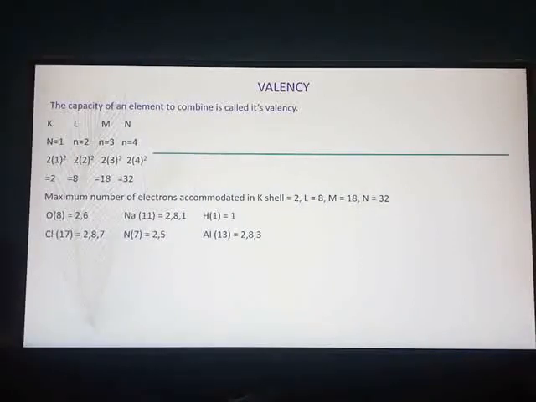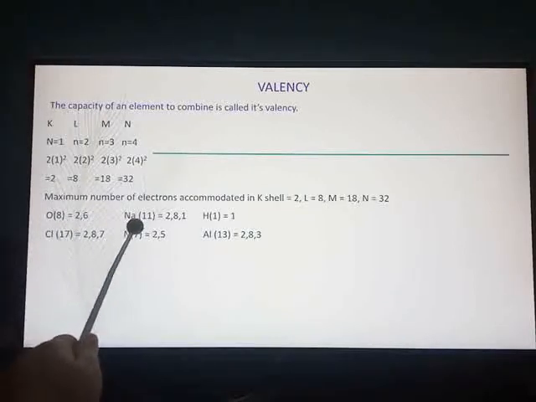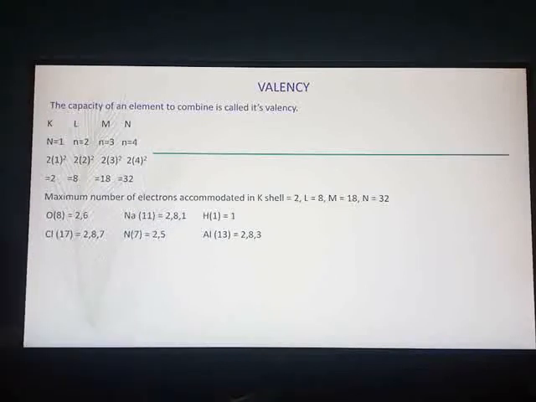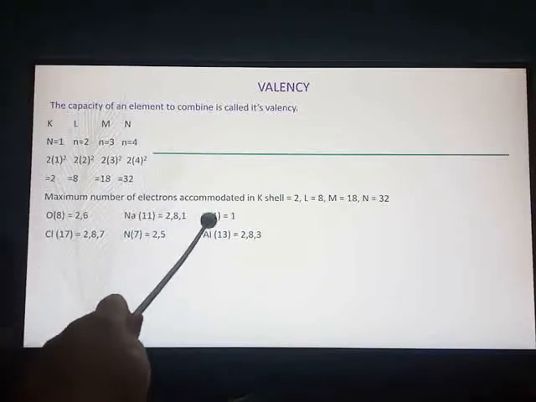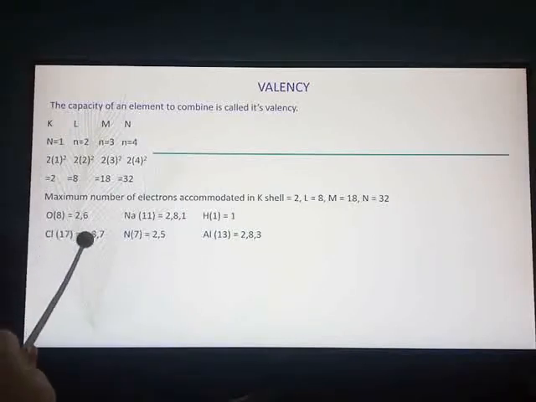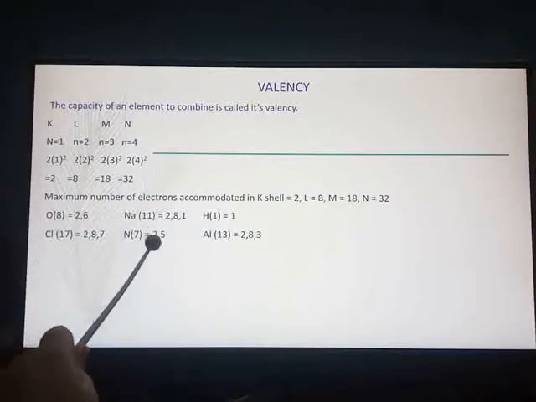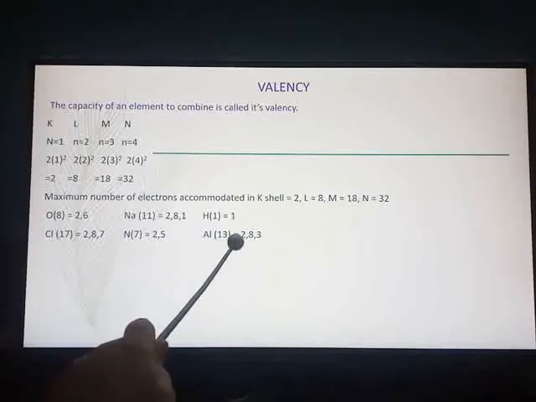To calculate the valency for oxygen, you know its atomic number is 8. In the first shell 2, second shell 6. Now I have written only the electronic configurations: for sodium it is 2, 8, 1; hydrogen 1; chlorine 2, 8, 7; nitrogen 2, 5; aluminium 2, 8, 3.